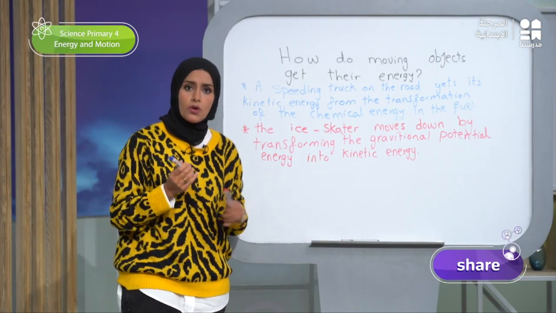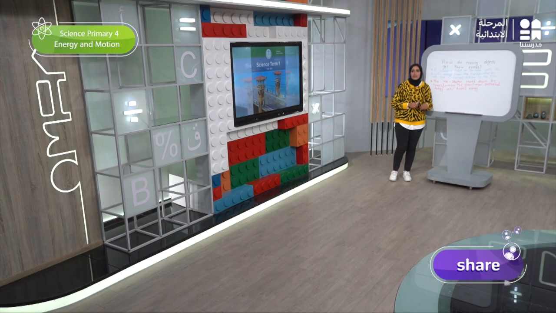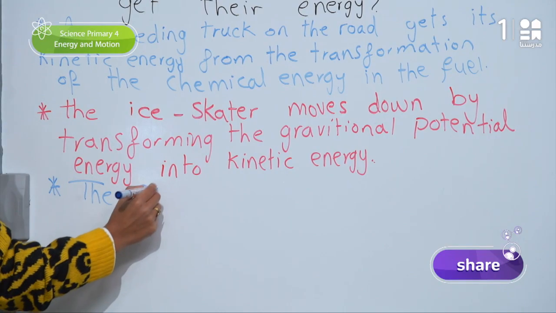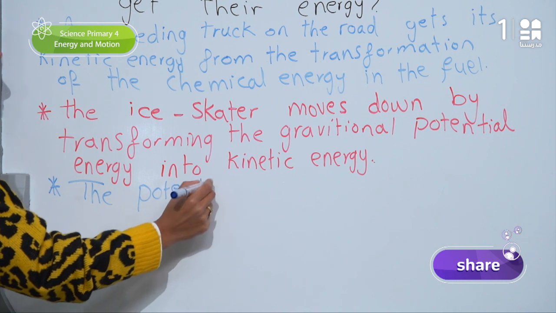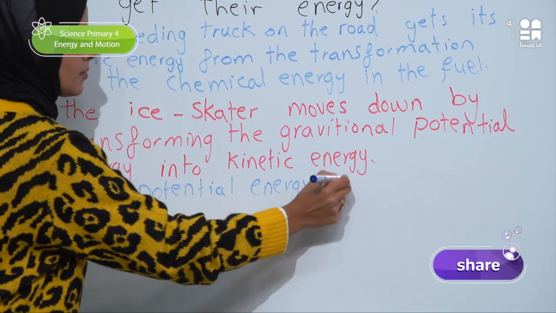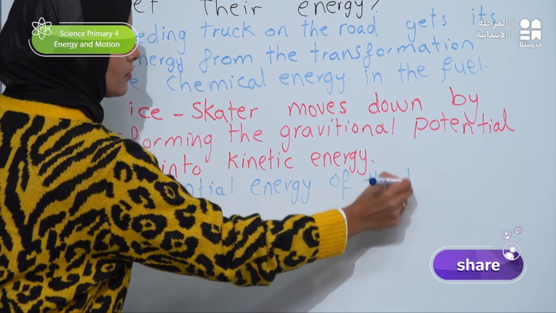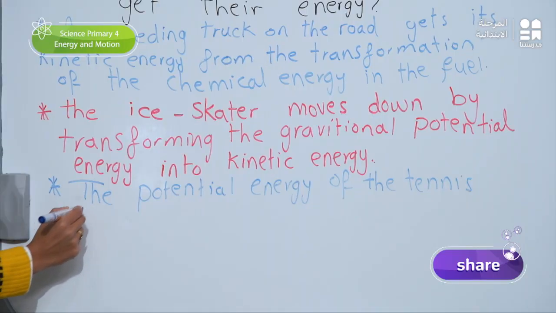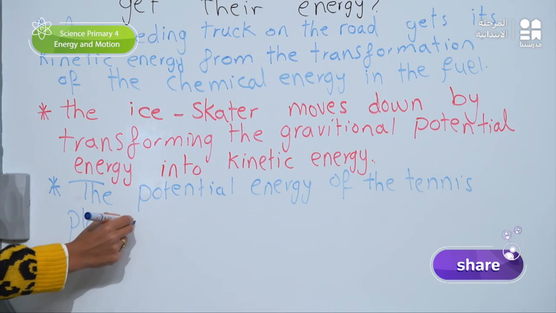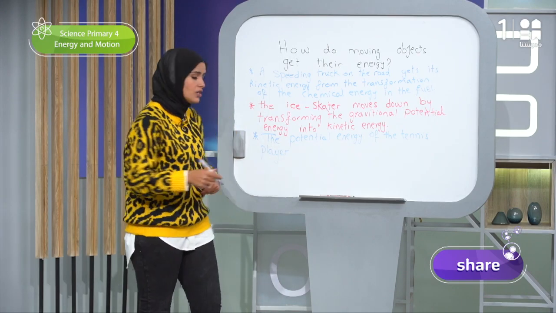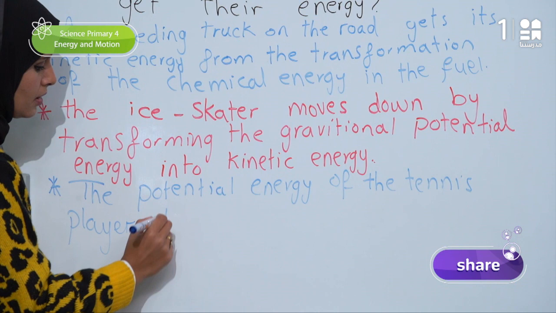And the third student wrote that the potential energy of the tennis player transforms into kinetic energy when he hits the ball.